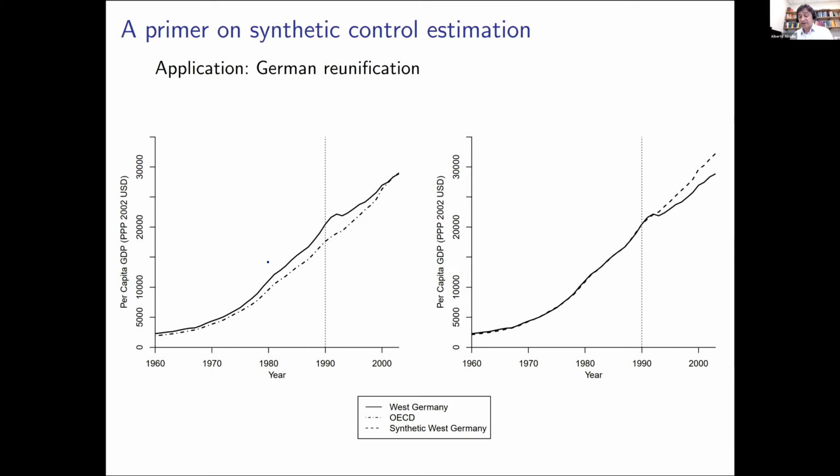However, what the figure on the right-hand side shows is that there is a combination of countries in the OECD that very well reproduces the trajectory of GDP per capita for West Germany before the reunification. And as we will see later, it is also going to reproduce other characteristics, other predictors of the outcomes for West Germany. Okay, so like you can see, the match is very, very close.